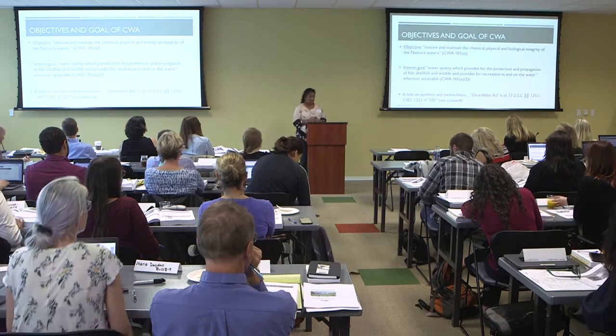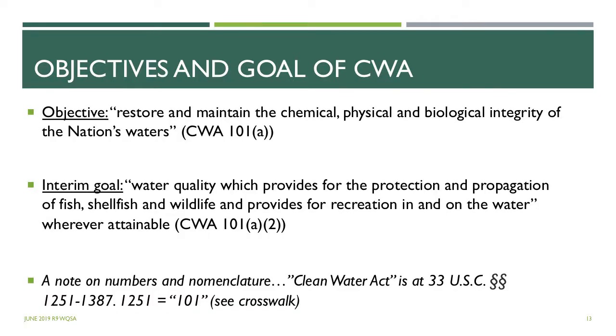All right, so objectives and goals of the Clean Water Act. The objective of the Act listed in Clean Water Act 101 really is to restore and maintain the chemical, physical, and biological integrity of the nation's waters. The Act established an interim goal, saying wherever attainable, the goal is to achieve a level of water quality that provides for the protection and propagation of fish, shellfish, and wildlife, and recreation in and on the water. These are phrases that you're going to want to remember, particularly the interim goal. That really is the backbone for the Water Quality Standards Program.